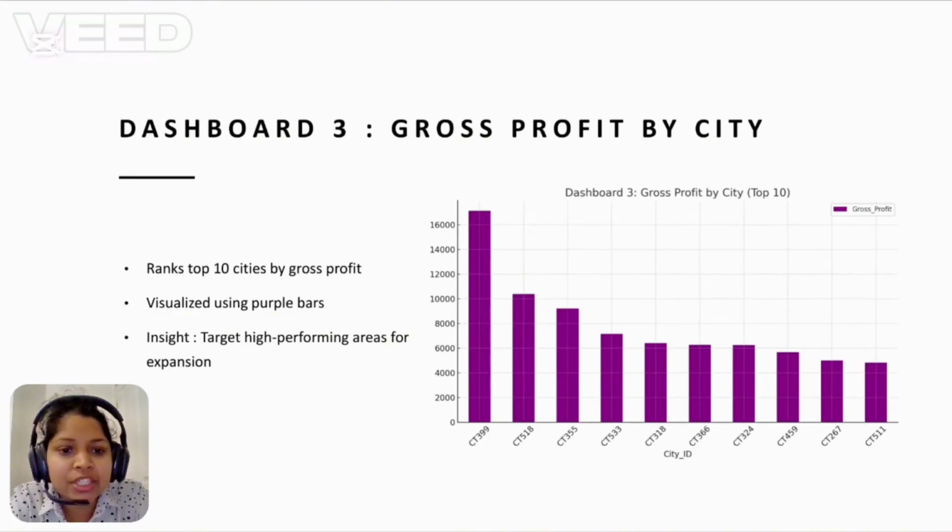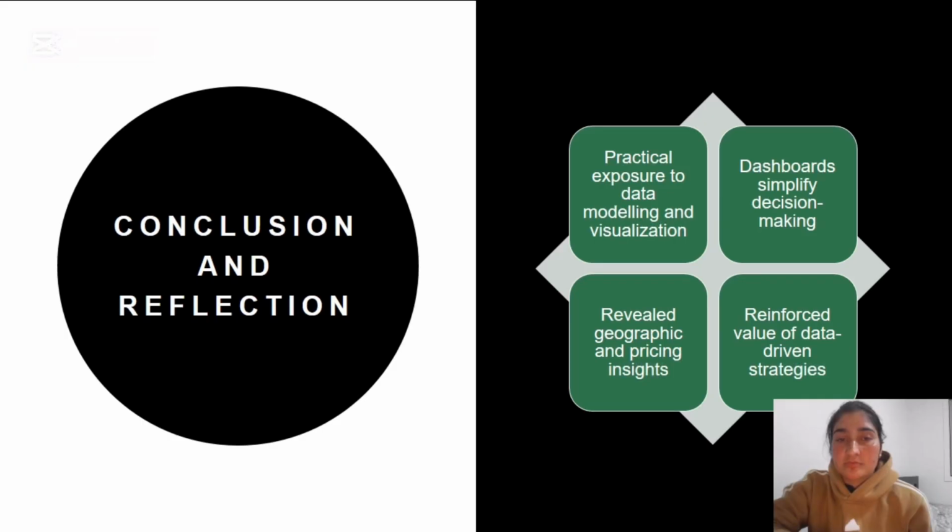Dashboard 3, Gross Profit by City. This geographical dashboard ranks cities based on total gross profit. It helps pinpoint high-performing locations and support decisions about expanding, closing, or relocating stores. Combined with demographic overlays, this can be a powerful tool for strategic planning.